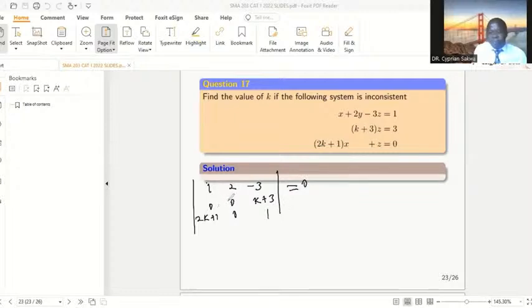Now, I'm thinking of a very easy way of getting this determinant. Of course, I already have zeros. So if I already have zeros, I can expand along row 2. Plus, minus, plus, minus. So it will be minus (k plus 3). Then delete the row and the column of k plus 3. So I have 1, 2, and I have 2k plus 1 and 0. So what do I have?